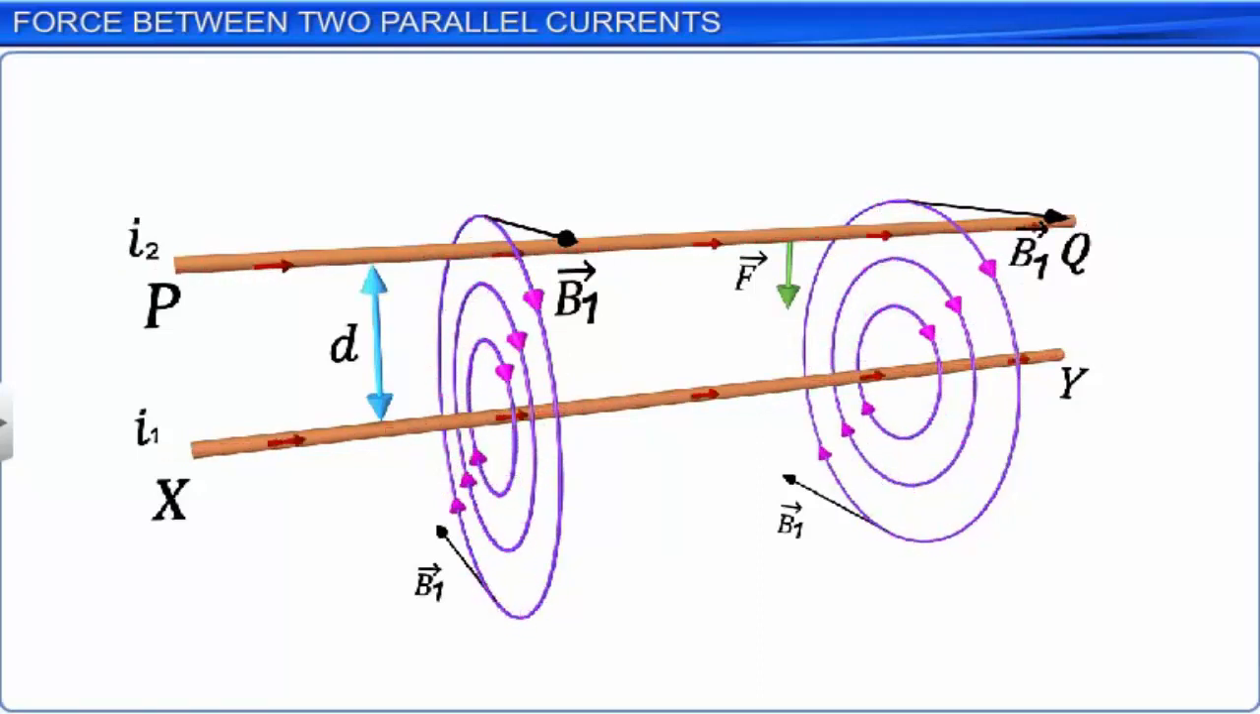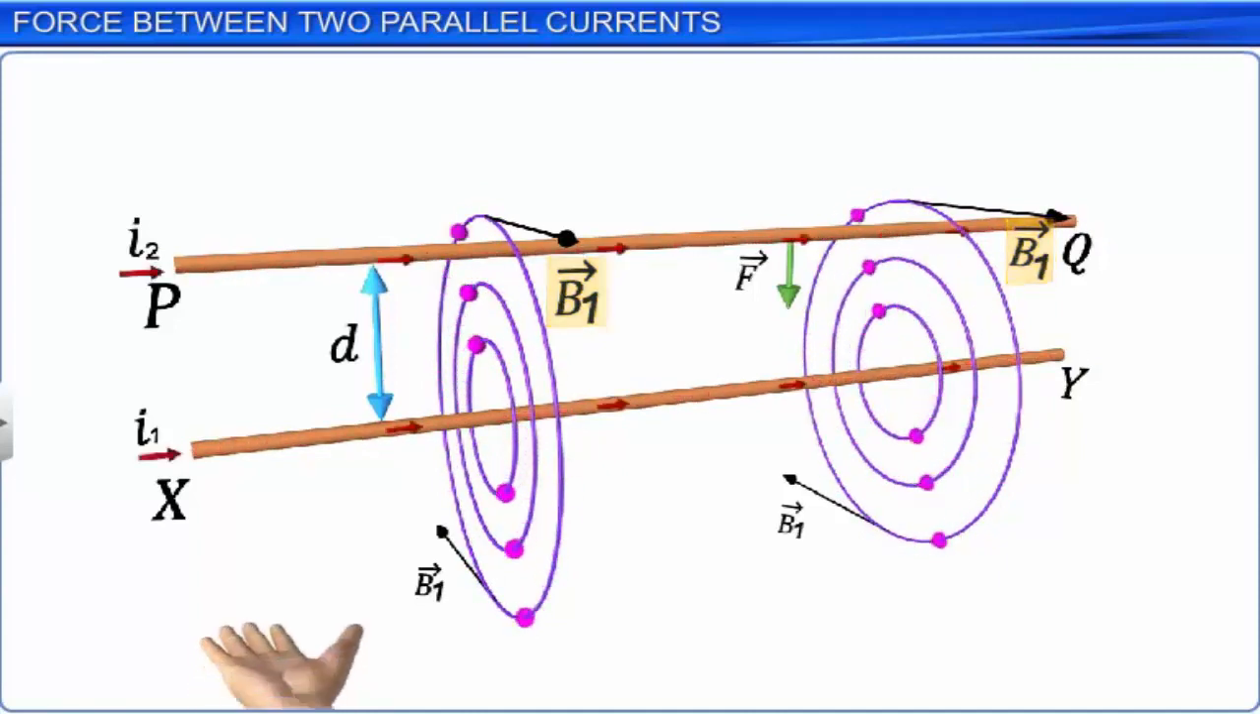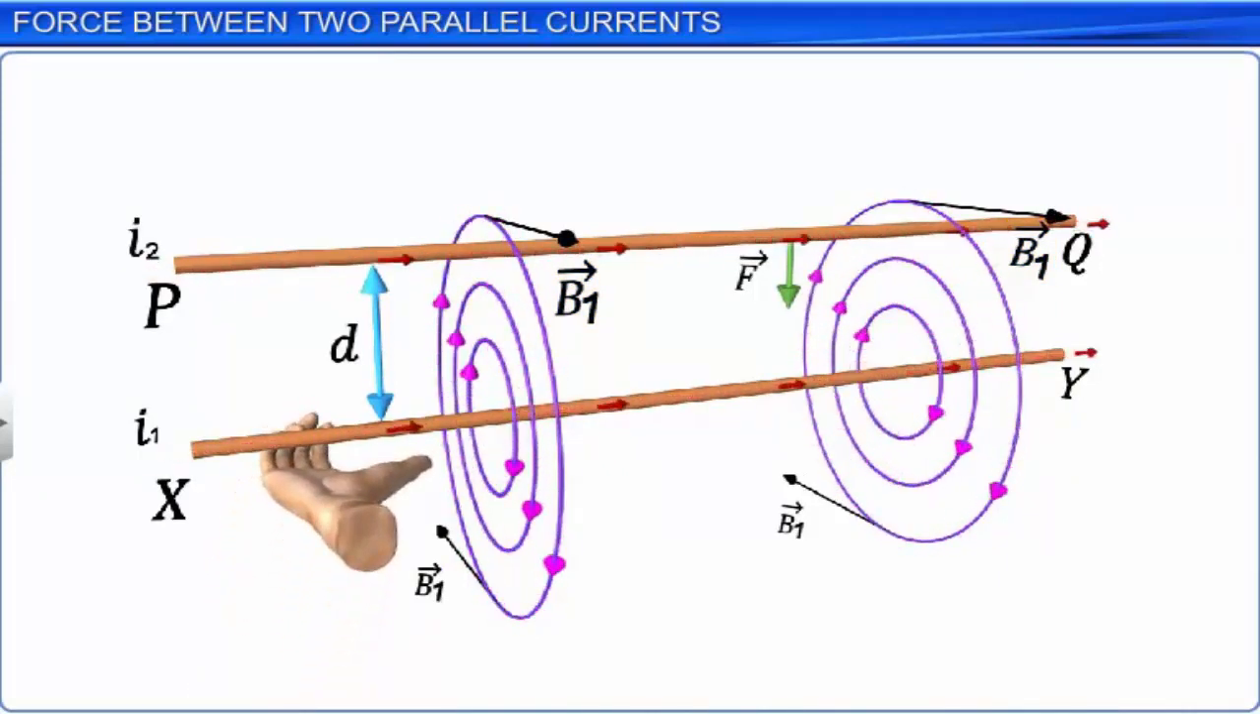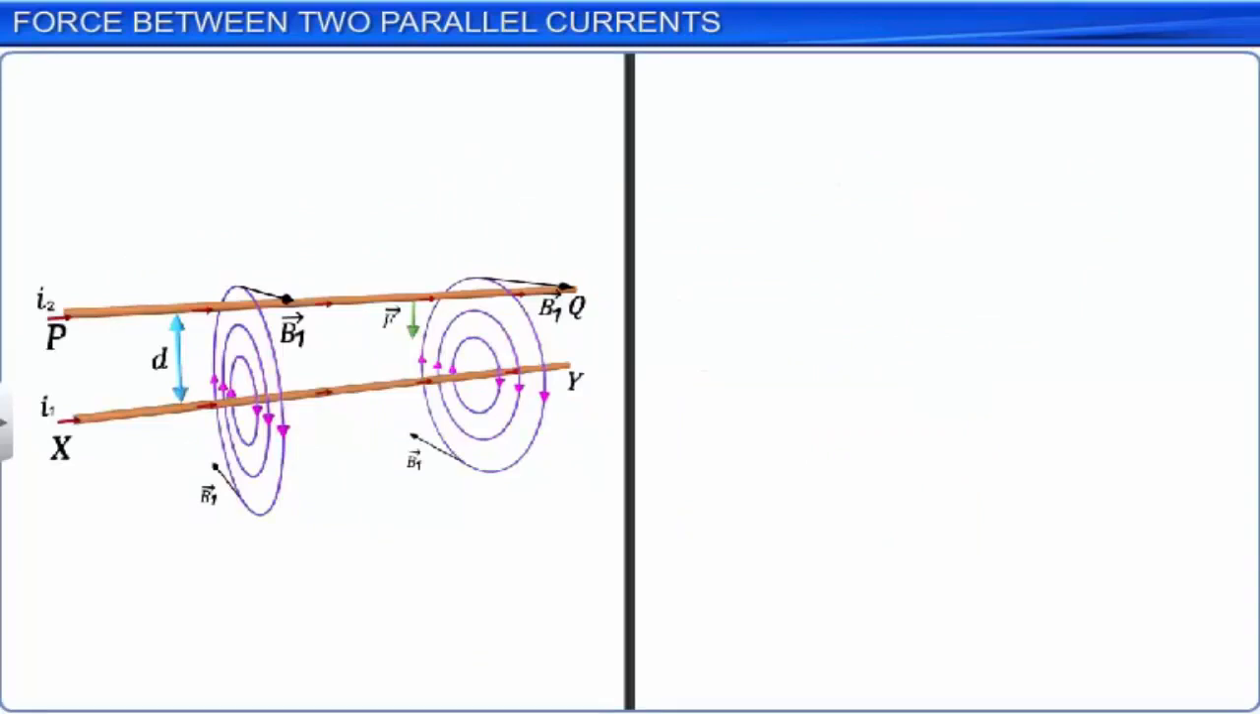The direction of the magnetic induction B1 at PQ can be found by using the right-hand rule. If we place a stretched right hand such that the thumb indicates the direction of current in XY, the direction of curl of the four fingers of the hand indicates the direction of the magnetic field due to the current in XY, as shown. The magnitude of magnetic induction at any point along conductor PQ due to current in conductor XY is B1 equal to mu naught I1 by 2 pi d. Let this be equation 1.